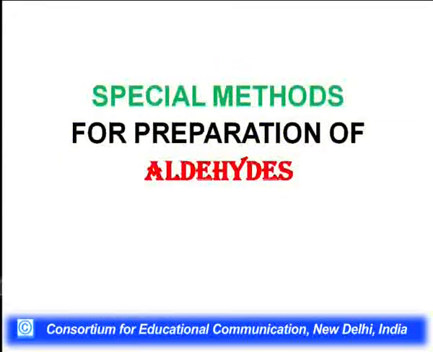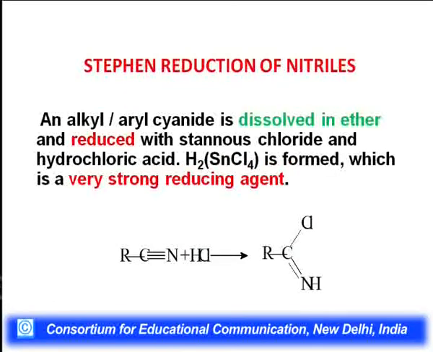Now we shall discuss some special methods for preparation of aldehydes, that is, those methods by which only aldehydes can be prepared. The first method of preparation is by reduction of nitriles. We can do reduction of nitriles by SnCl2 and HCl. This was proposed by Stephen, because normally if we do reduction of a cyanide with lithium aluminium hydride, which is a strong reducing agent, it will reduce this triple bond all the way to an amine.